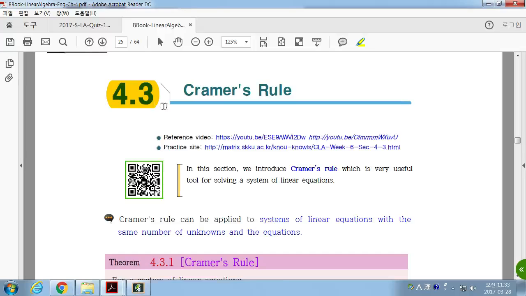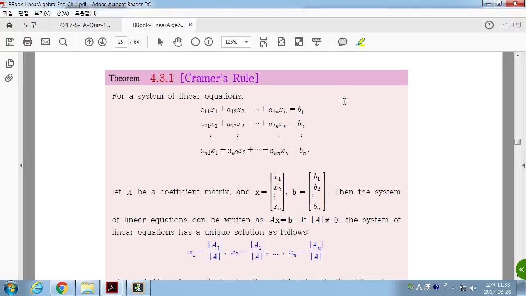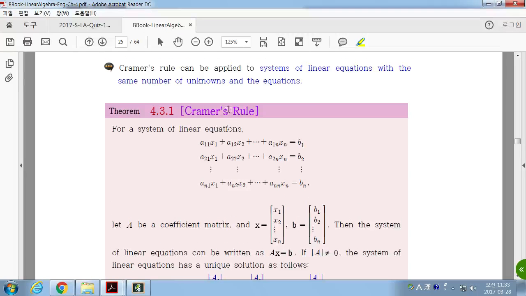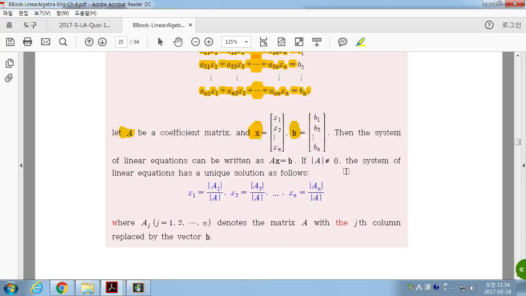Okay, section 4.3, Cramer's rule. In this section we introduce Cramer's rule, which is a tool for solving a linear system of equations. Suppose we have a system of n variables and n equations, whose coefficient matrix is A, and X and B can be written like this. Then it can be written as AX equals B in matrix form.